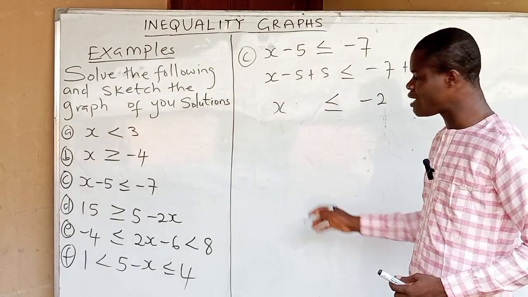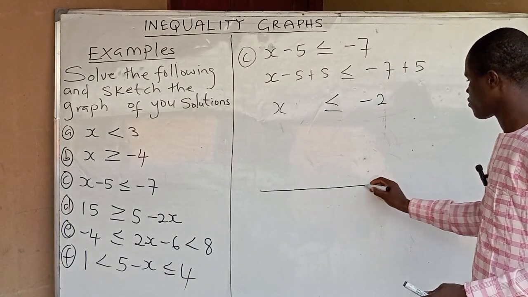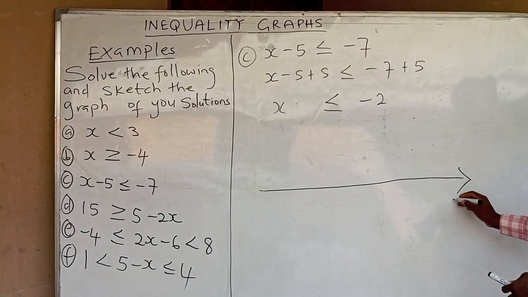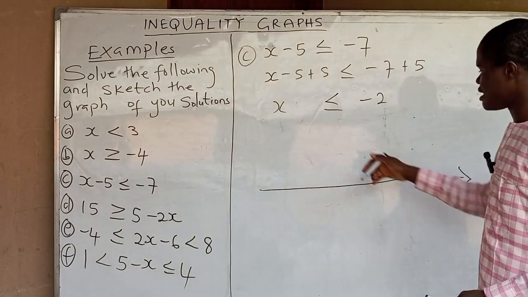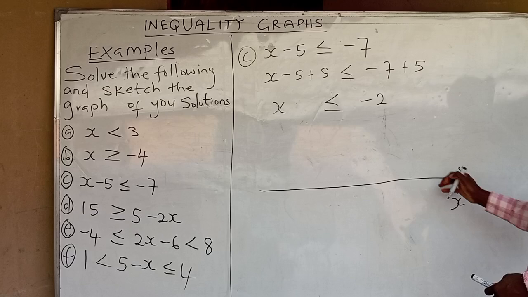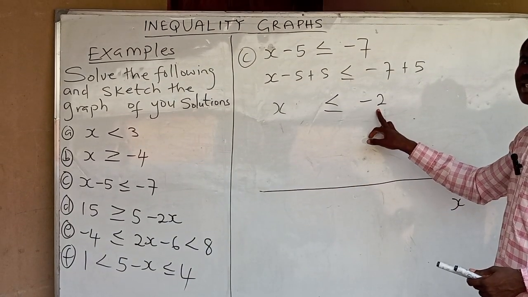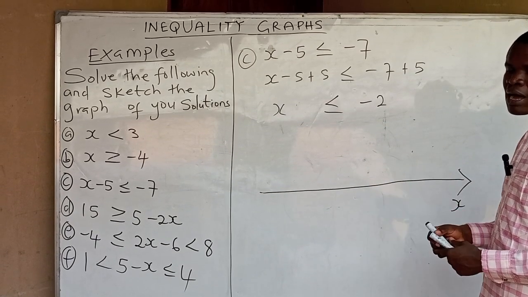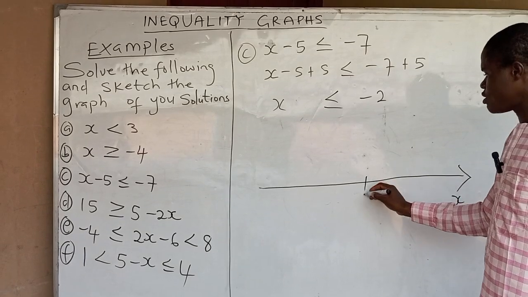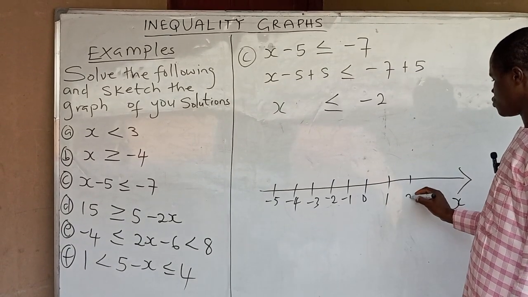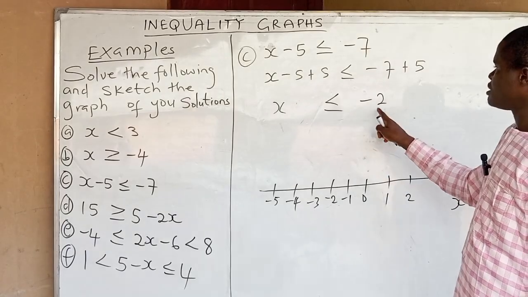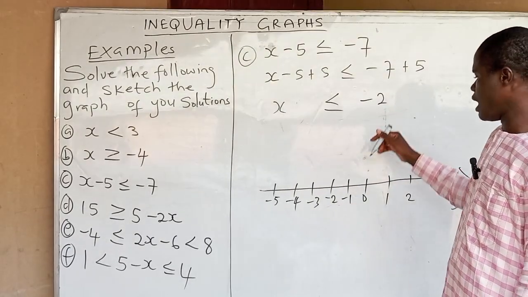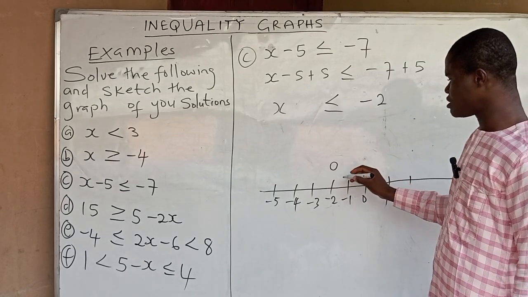Next, we draw our number line. Because the variable name is x, we call our number line x. The boundary here is minus 2. We must make sure that our number line captures the number minus 2. So let's call here 0, 1, 2, and the rest. Now, the boundary point is where? At minus 2. So draw the circle there.